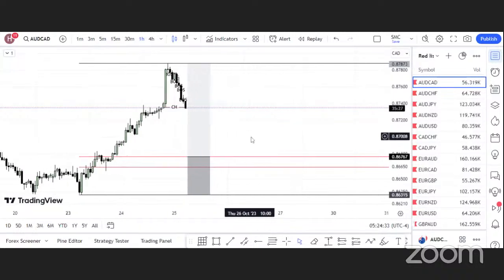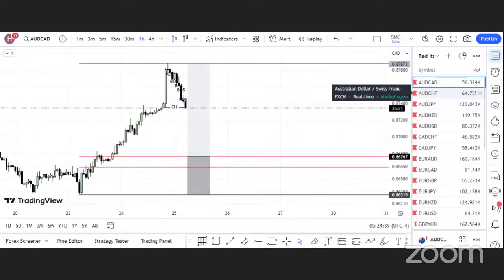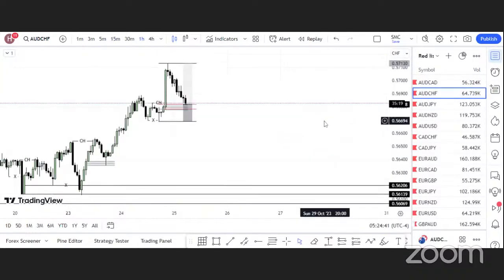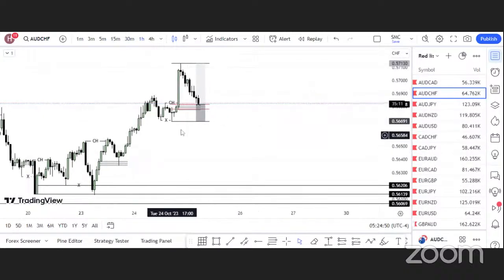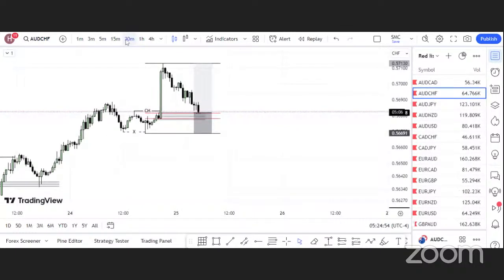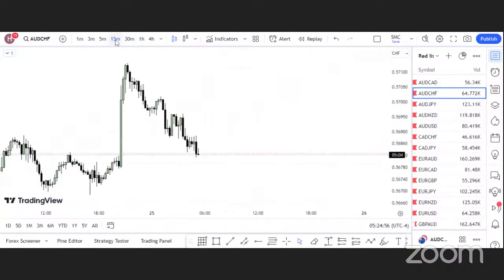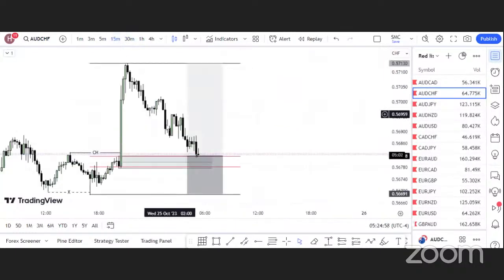So this is AUDCAD. Now let's go to another pair. Guys, if you have any suggestion, please let me know. Okay. So AUDCHF is almost at the area where I think, okay, so I made this analysis before, and the market is currently there. All right.